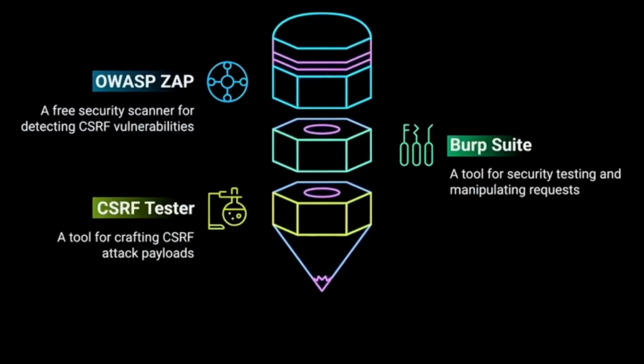CSRF is a dangerous attack that exploits a user's authentication session to perform unintended actions. It doesn't steal your data, but it can trick users into changing settings, transferring money, or posting content on their behalf. CSRF protections include using CSRF tokens, SameSite cookies, re-authentication, and strict CORS policies. But do remember, CORS is not a defense against CSRF. CORS controls API access while CSRF exploits authentication sessions.